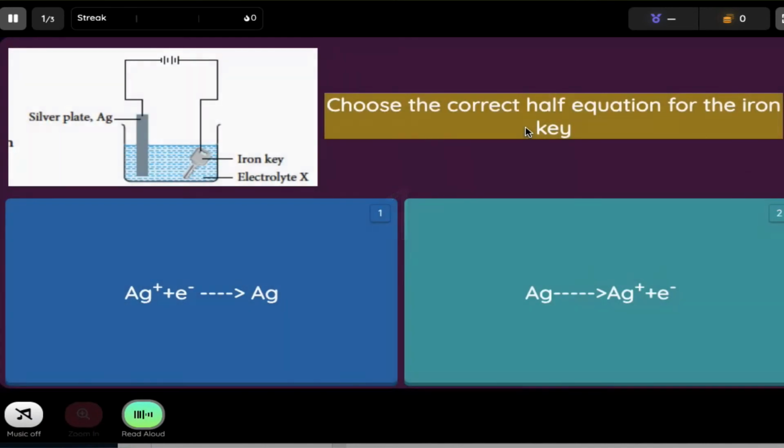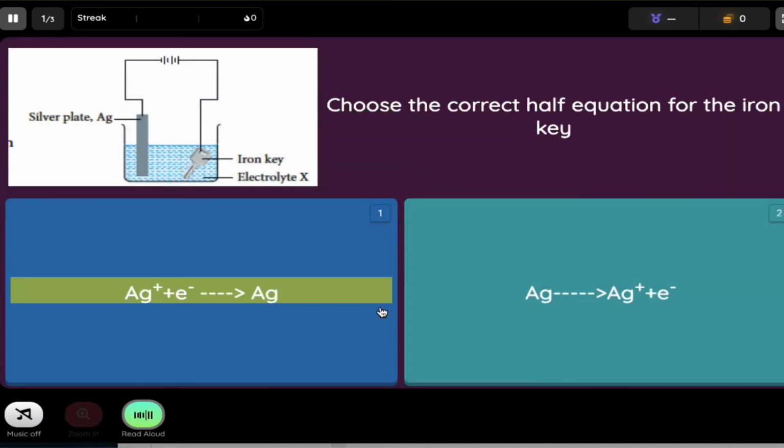Question. Choose the correct half equation for the iron key. Option 1. Ag+ + e- → Ag.